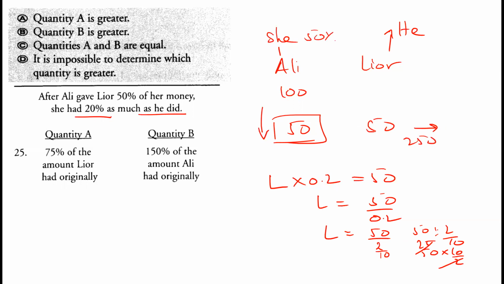Now before getting $50 from Ali, Lior must have had $200. Now 75% of the amount Lior had originally, so 200 is the original amount multiplied by 0.75, equals 150. And 150% of the amount Ali had originally, so 150 into 100 is again 150. So both quantities are equal. So option C is correct.